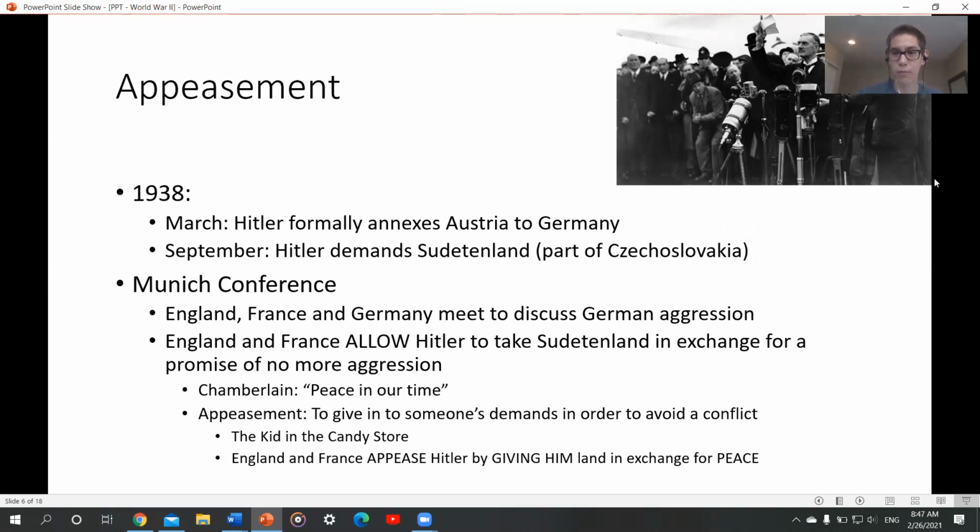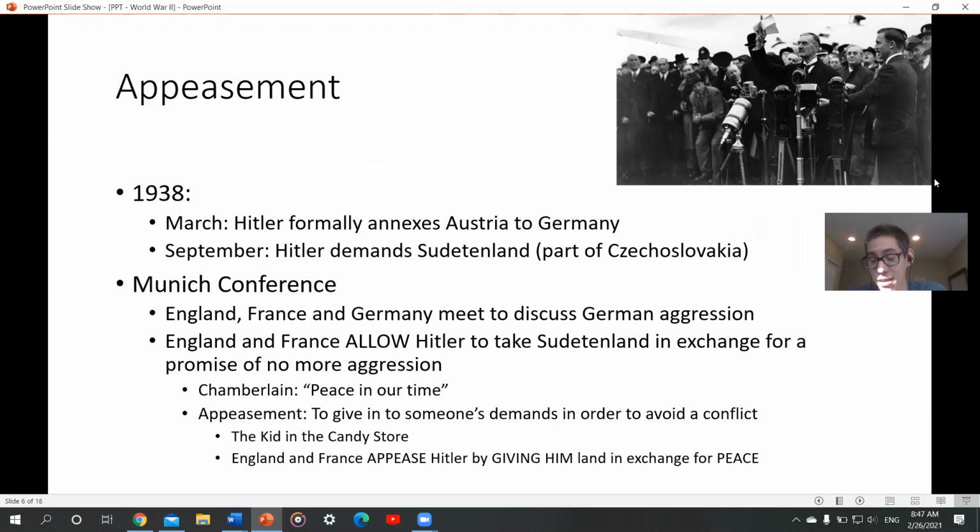So 1938, Hitler formally annexes Austria, and in September, he tries to take the Sudetenland. At the Munich Conference, England, France, and Germany all meet to discuss German aggression and to discuss whether Hitler deserves these lands. And long story short, England and France, mostly England gives in. England appeases Hitler. England lets Germany take this land in exchange for a pinky swear promise from Hitler that he'll not attack anymore, that this will be the last piece of aggression that he'll do.